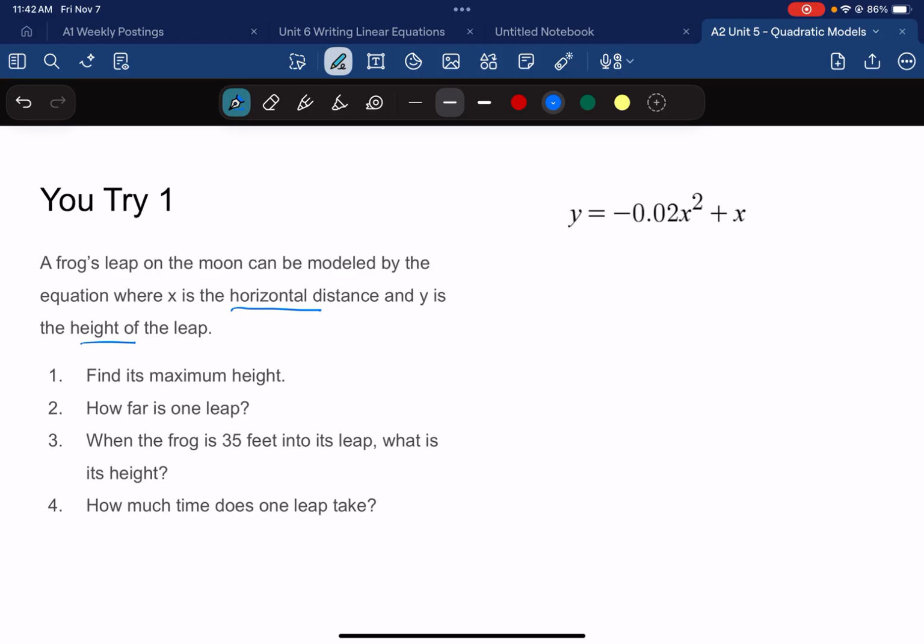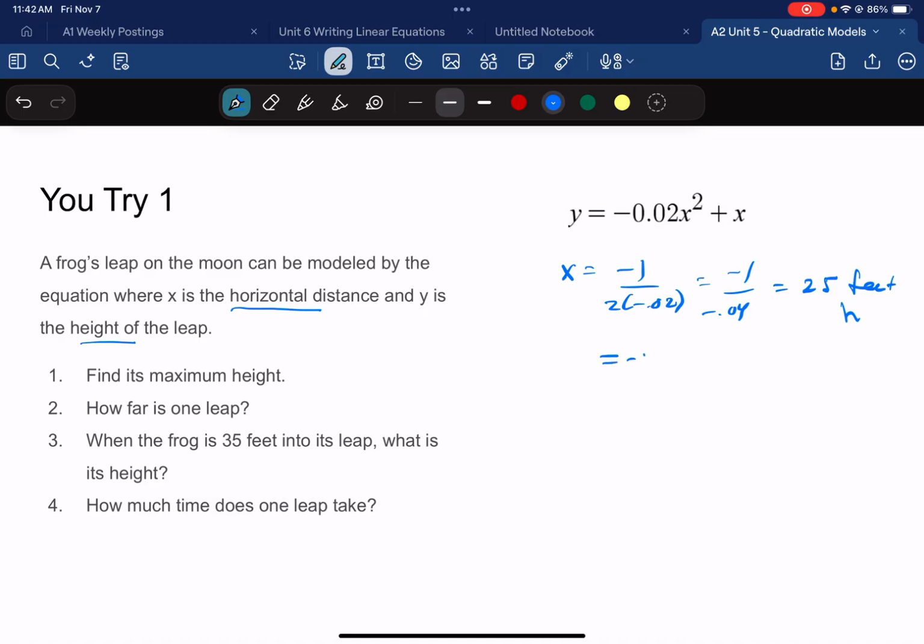So what's its maximum height? Well, that's vertex, right? So I need the x-coordinate of the vertex first. So I'm going to go with the opposite of b over 2 times negative 0.02. So that's negative 1 over negative 0.04. So 1 divided by 0.04. Looks like x is 25 feet. So at 25 feet horizontal, I get my max y vertical.